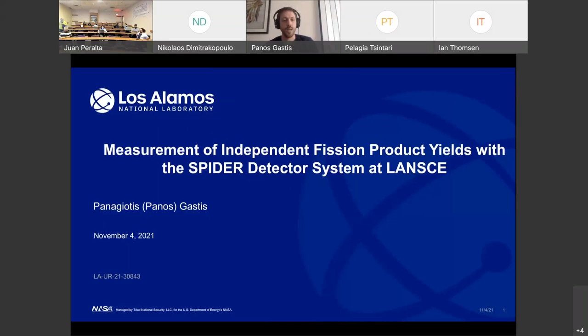So, yeah, I'm going to talk about a topic that I have been working on since last year, since I moved here at Los Alamos National Lab as a postdoc. And as the title says, it has to do with measurements of independent fission product yields with the SPIDER detector system at the Los Alamos Neutron Science Center facility. And I'm going to talk about all these technical terms that you see in the title in a minute.